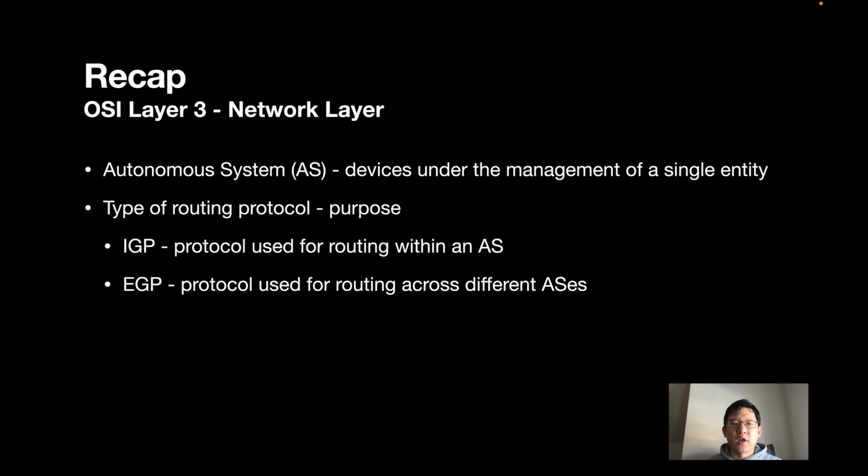We also learned about autonomous systems, which consist of devices under the management of a single entity. Now, routing protocols can be classified based on purpose. The first is IGP, or the Interior Gateway Protocol, and these are protocols that are used for routing within an AS, such as within a company. Then you have EGP, or the Exterior Gateway Protocol, which are protocols used for routing across different ASs, such as between companies.